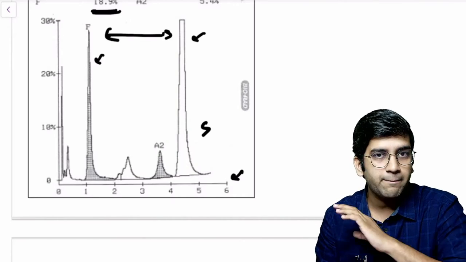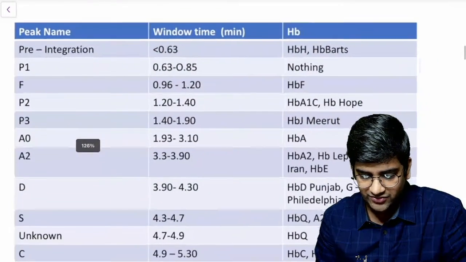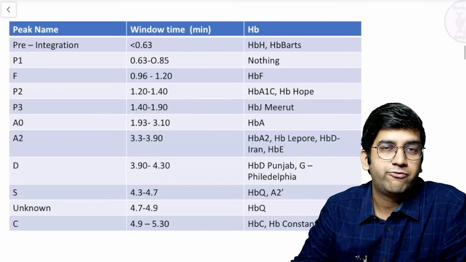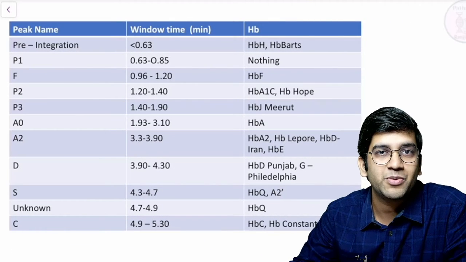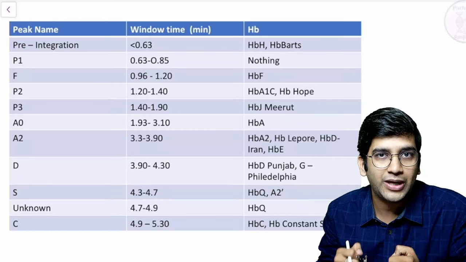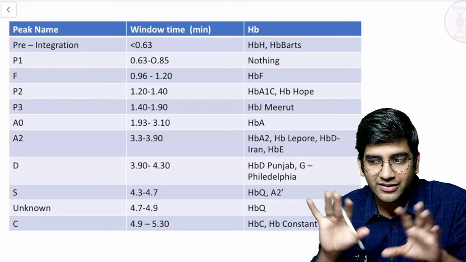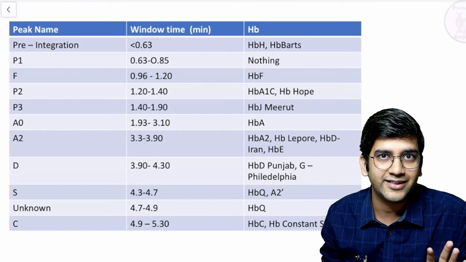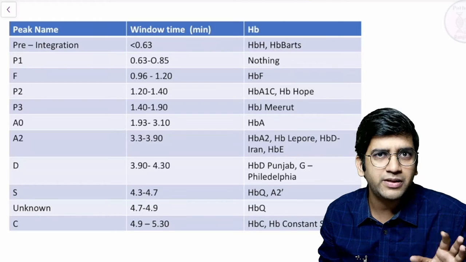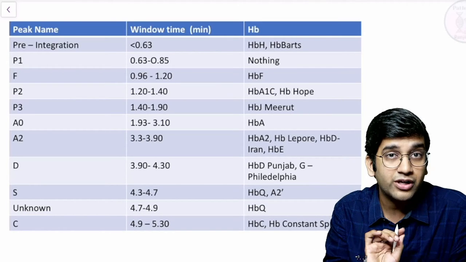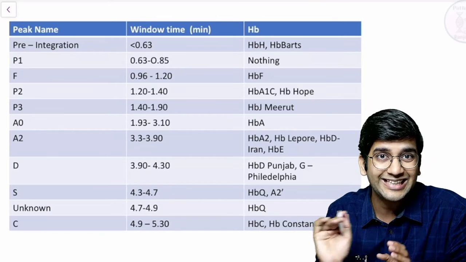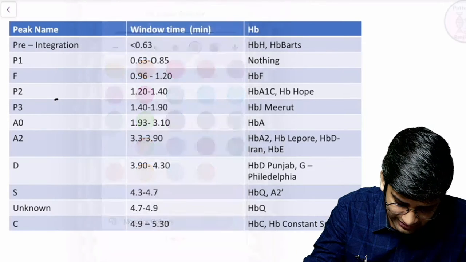So here, there are multiple timelines, right? This is a very, very important table. Unfortunately, for a postgraduate, you have to memorize this. But when you become a consultant, every kit you have will have this table. Take a big printout and stick it there. That should be there, because I need not memorize the retention time of every peak. At least for a postgraduate level, in an exam, people do expect this, unfortunately.